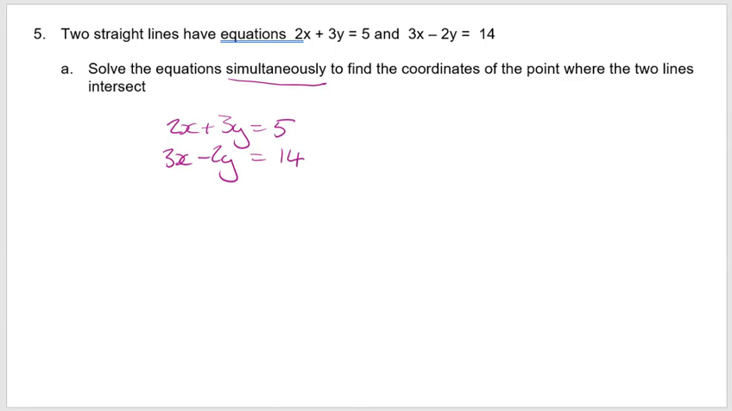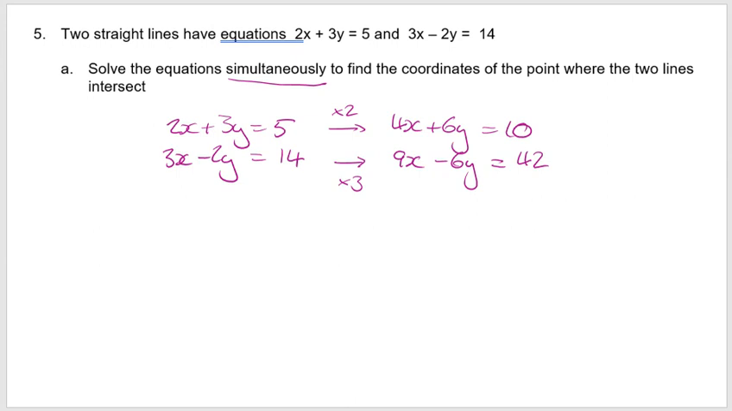Okay, so first step, I need to make sure my coefficients of x or y are the same. I'm going to go for y, but it's completely up to you. So I'm going to multiply through by 2 for the top equation, multiply through by 3 for the second equation. So that's going to give me 4x plus 6y equals 10 for the top equation, and 9x minus 6y equals 42 for the second equation.